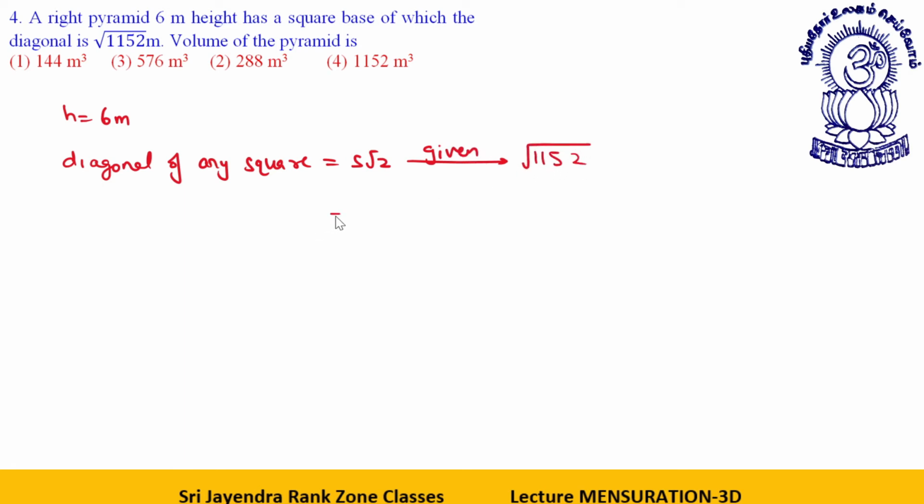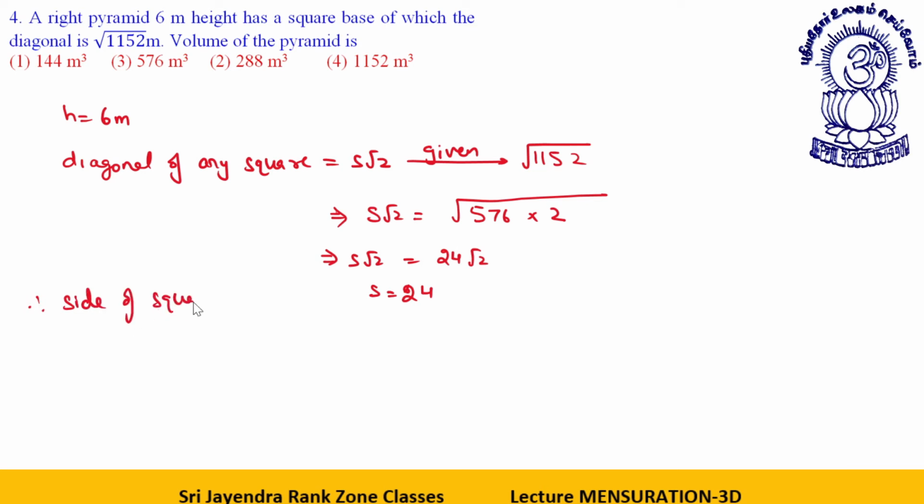1152, or I can say s root 2 is equal to 1152. If I divide, I can break it as 1000 plus 152. 1000 plus 152 is 500 plus 76, that is 576 into 2. This implies s root 2. 576 is 24 square. So the side of the square is 24. Therefore, side of square s is equal to 24. Now you have got the side 24. You have the height 6 meter.